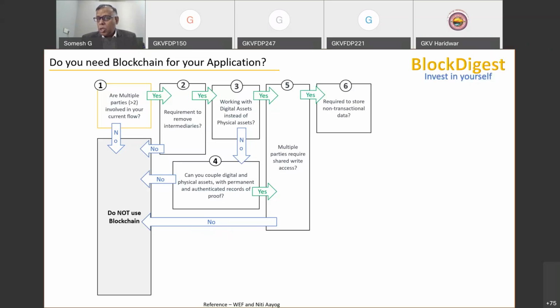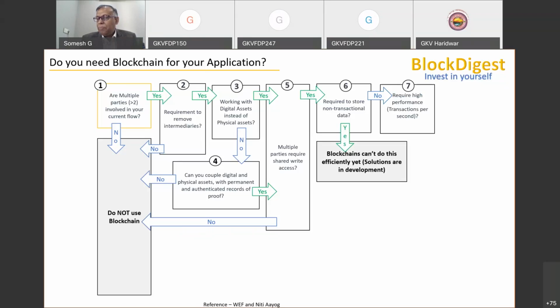Yes? Do you require to store non-transactional data? Yes. Blockchains can't do this efficiently yet. A master data, a reference data, a permanent data, blockchains really don't provide you the efficiency, though you can store them. If you require to store transaction data, do you require high performance, high TPS? Yes, blockchains again can't efficiently do that. As I said, blockchains are not very good as OLTPs. If no, then do you need the ability to control the functionality yourself?